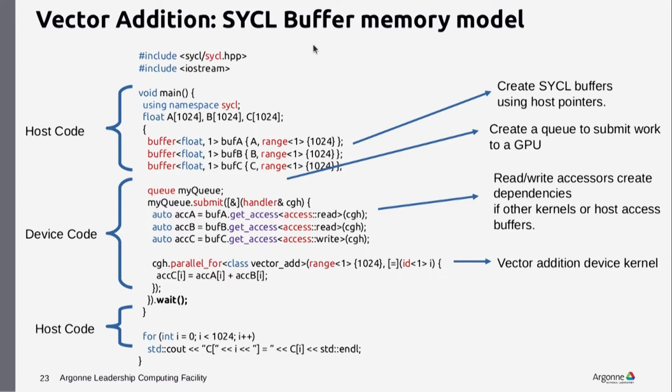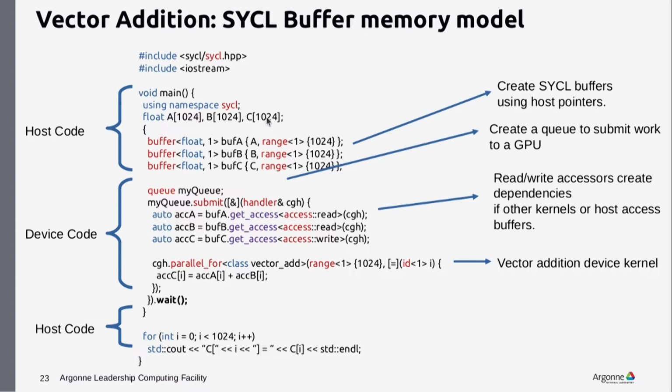One is USM, Unified Shared Memory, and the other is a buffer memory model. So this is the old traditional way of using SYCL, and the Unified Shared Memory is the most friendly and easier to use, which I'll come back to in the next slide. But this is the old and traditional way of doing it. So buffer is the data structure.